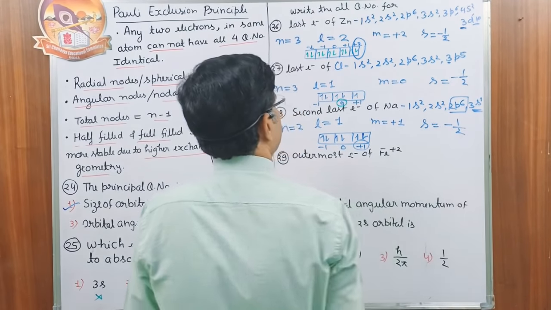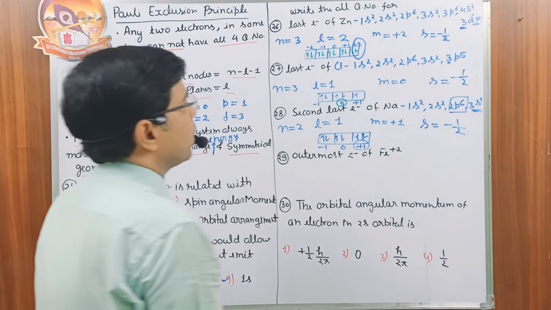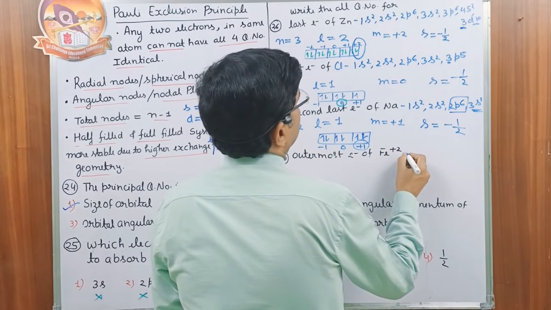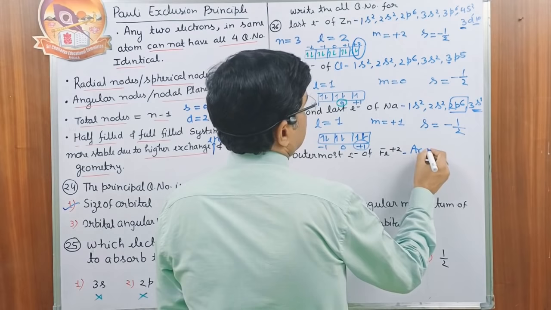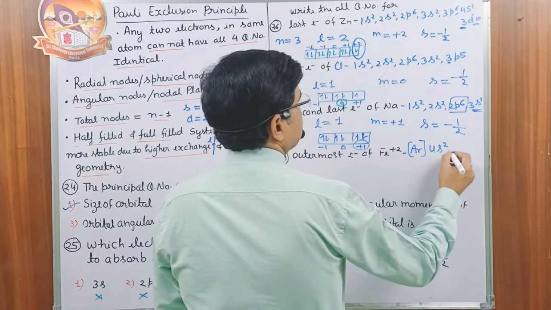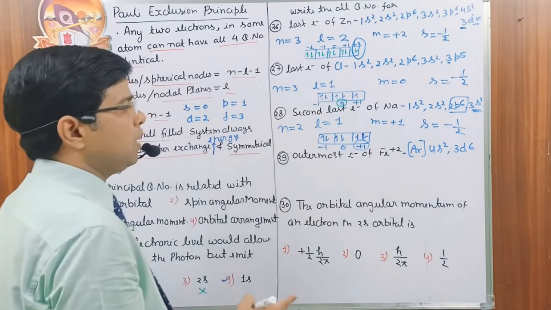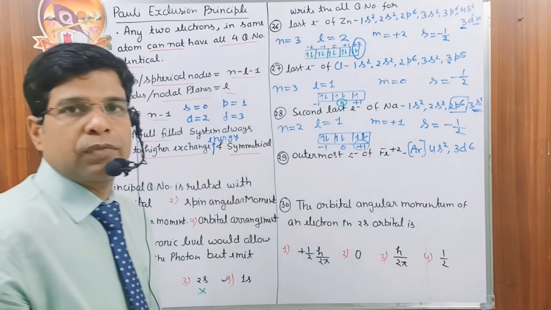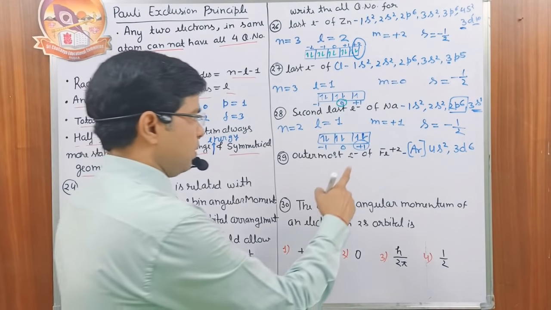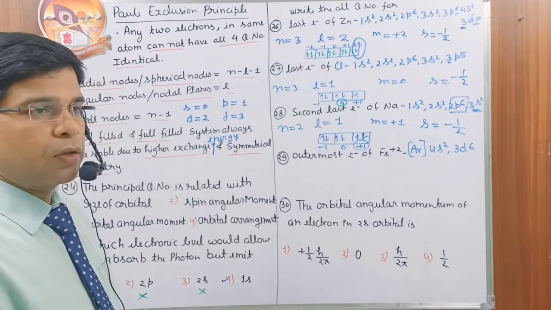Now the next question: the outermost electron of Fe+2. What is the electronic configuration of iron? The electronic configuration of iron is argon 4s2 3d6. But this is the configuration of the iron atom. We have to find the electronic configuration of Fe+2, which means we have to remove 2 electrons.